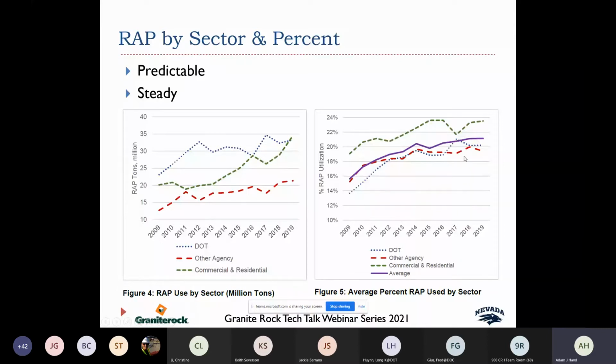The dotted line is state departments of transportation. The red line would be other public agencies, and the green line is commercial and residential uses, and of course the purple line is the average. So we're at about 21%. So in other words, about 21% of mix has RAP in it. So that's really a good thing. And if you think about it, if you're recycling at a rate of say 20 to 25%, you have a sustainable, if you will, supply. Now the balance in supply will be different again in different markets, but overall it's a sustainable balance of supply.